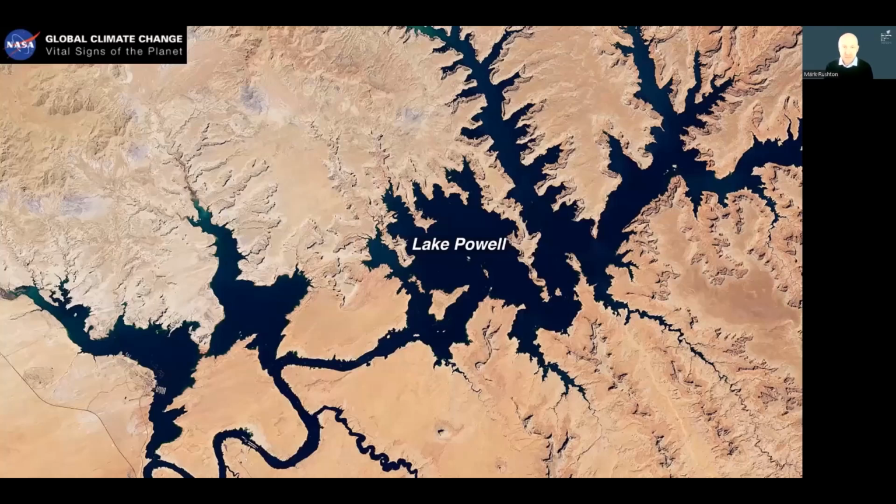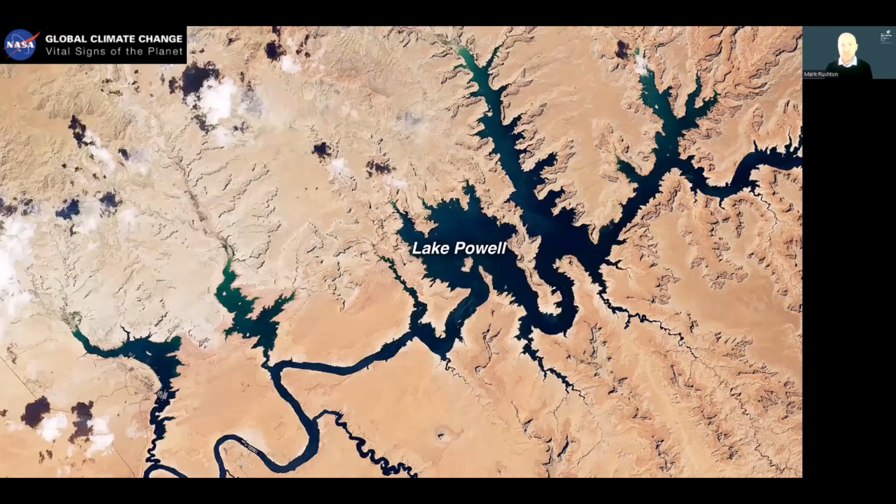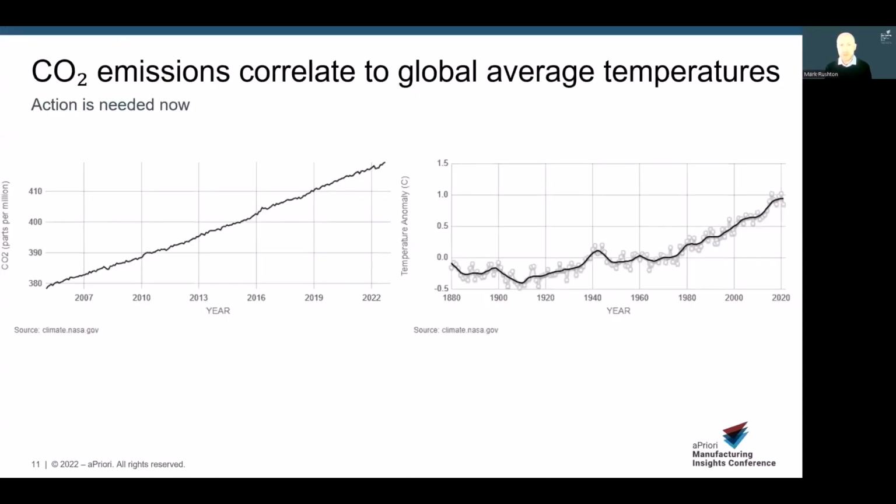And unyielding drought conditions in the southwest US have taken a toll on Lake Powell. It's currently at just 26% capacity, and Lake Powell is the second largest reservoir in the US. This image is from August 2017, and compare that with this image just 5 years later, also in August 2022. So some quite shocking images, and I'm sure you've seen lots of those before.